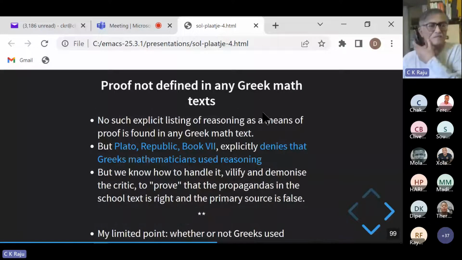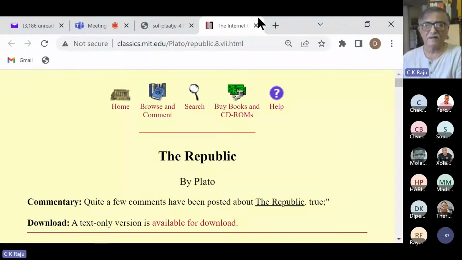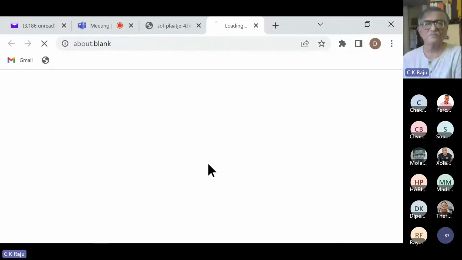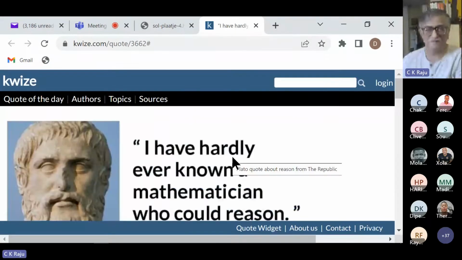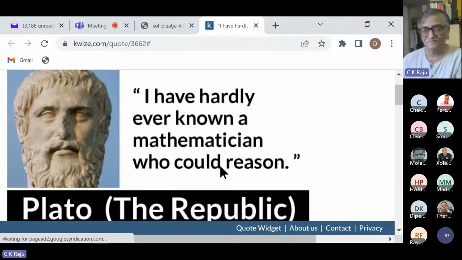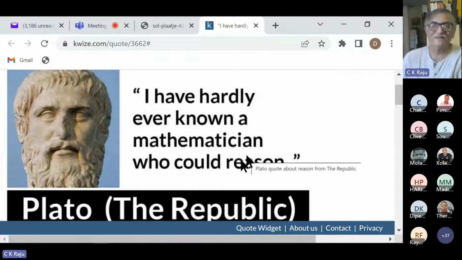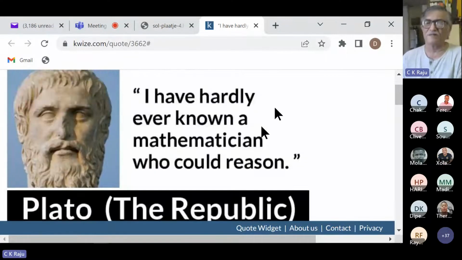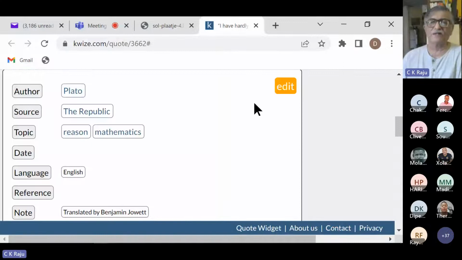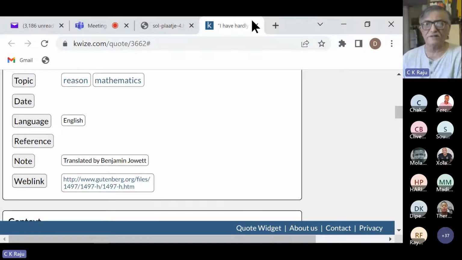And the point is that Greeks did not use math. I'm just quoting from Plato. Sorry, not the Republic directly. He says, see what he says: I've hardly ever known a mathematician who could reason. So Greeks had reason, but they didn't claim that mathematicians use reasoning. School text claims it. Of course, school text must be right. This is a primary source. I have just opened Plato's Republic. You can search for this phrase in Plato's Republic. It's available online. And school text must be right and Plato must be wrong. Original text must be false.